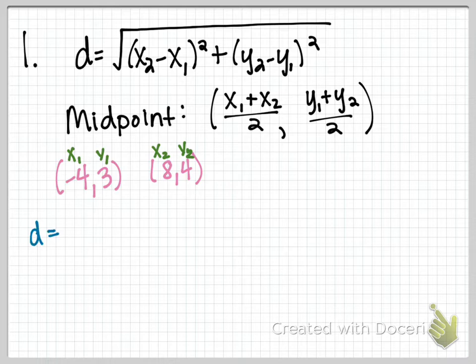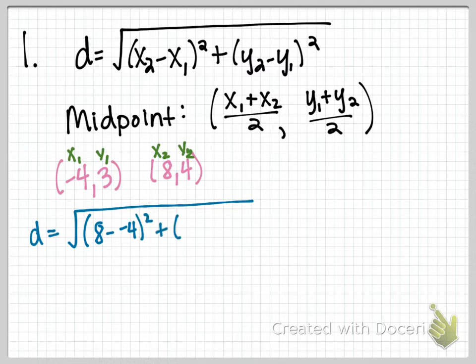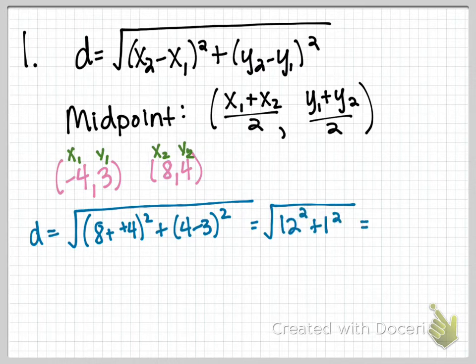So the distance equals the square root of 8 minus negative 4 squared plus 4 minus 3 squared. Remember, when you subtract a negative, you're adding a positive, so that becomes the square root of 12 squared plus 1 squared. Remember, we're just simplifying what's underneath the square root first. That is 144 plus 1, so the square root of 145.